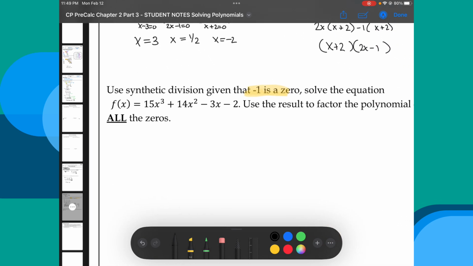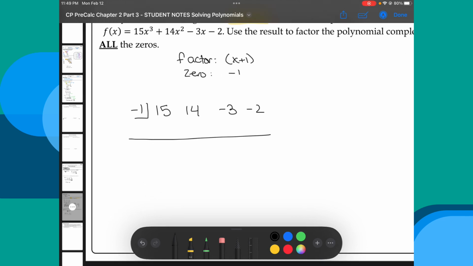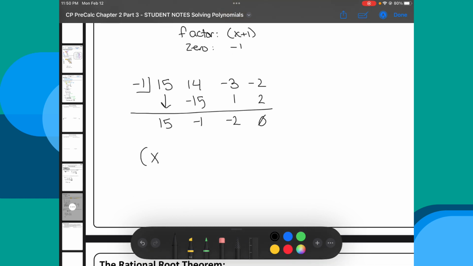In the second example, they're giving us the 0. So the factor would be x plus 1. The 0 is -1. And when we use synthetic division, we use the 0. So I'm going to put the -1 in. We got 15, 14, -3, and -2. Because we know that it's a 0, I should get a remainder of 0. Which we do. So then we have our factor, x plus 1.